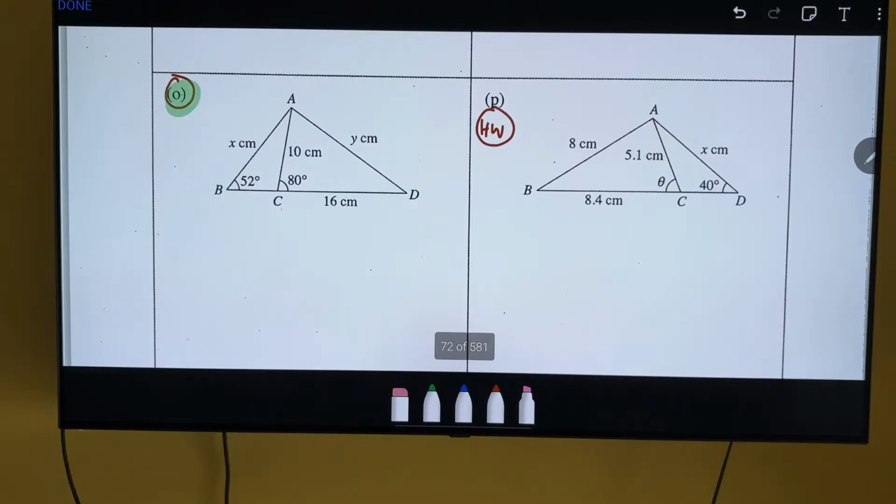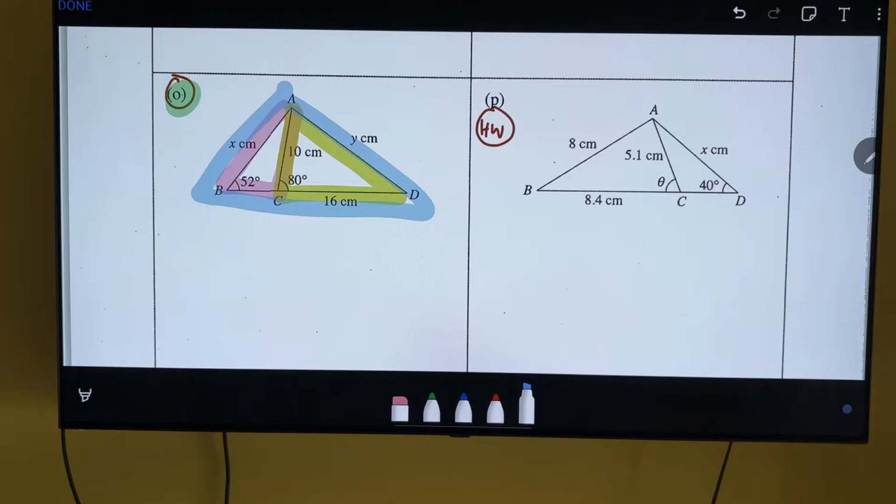So before we end off, I would like to just do one more question. Question O. This is a question where there are 3 triangles. We have the first triangle. Whichever triangle we need to refer to get the missing lengths and angles, we need to be very, very clear. So we want to find x.